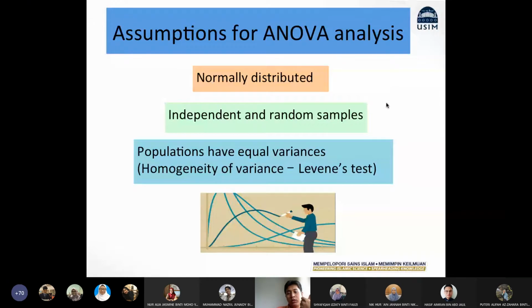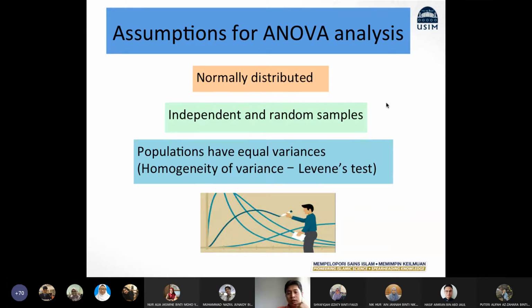First, your data need to be normally distributed. Second, it is independent and random samples. Okay, tak boleh samples yang tak random. So kalau kita select sendiri, tak boleh. You need to have random samples whereby a proper sampling was conducted to select the sample.